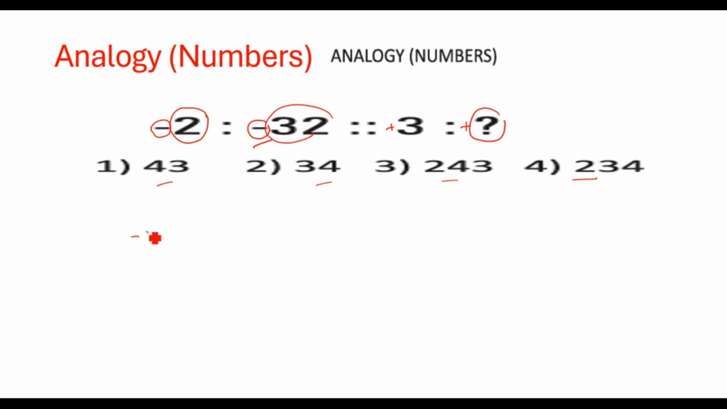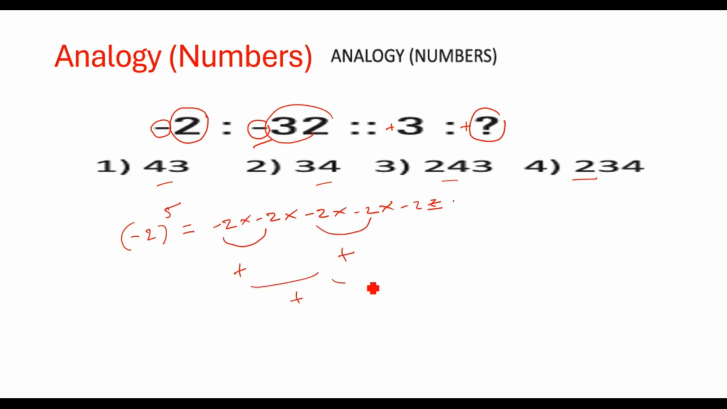You can see minus 2, if I multiply it 5 times: minus 2 into minus 2 into minus 2 into minus 2 into minus 2. Minus minus is plus, again minus minus is plus, and plus into plus is plus, plus into minus is minus, therefore the answer will be minus. Then 2 2s are 4, 4 2s are 8, 8 2s are 16, and 16 2s are 32. It means it follows the rule: minus 2 raised to 5.